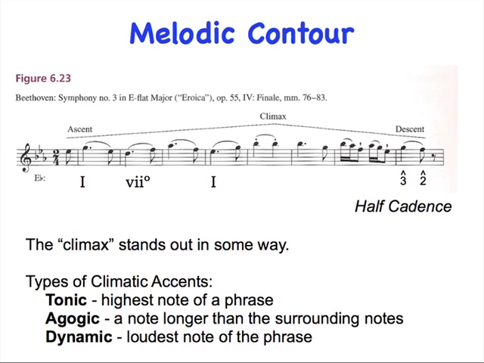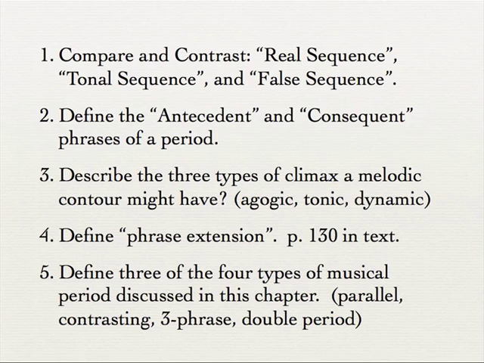And a dynamic climax, which means that it's louder than the surrounding notes. So at some point the music grows, crescendos, and then decrescendos, comes away from it. So those are the 3 types of climaxes: tonic, agogic, and dynamic. So that's pretty much it for this chapter.